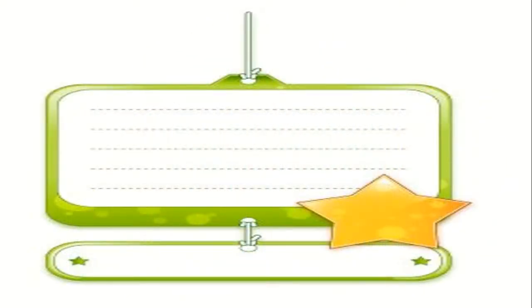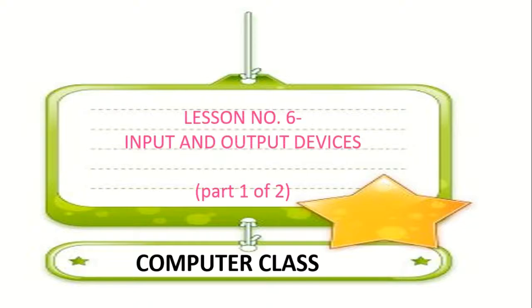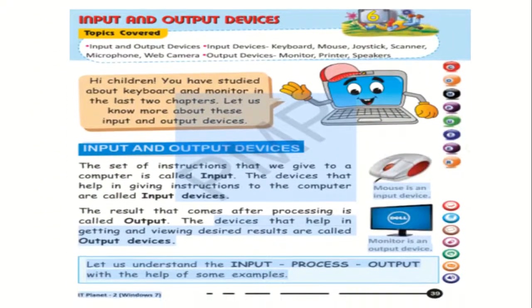So today, in our computer class, we are starting our lesson number 6, Input and Output Devices. It is part 1 of lesson number 6. Now let's see what are input and output devices. Open your book, page number 39.